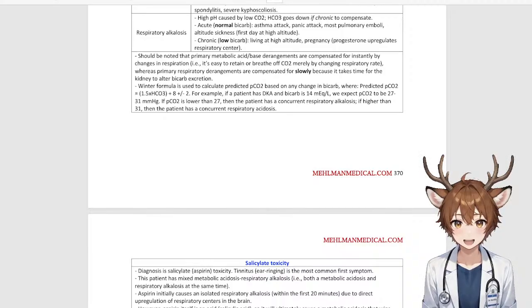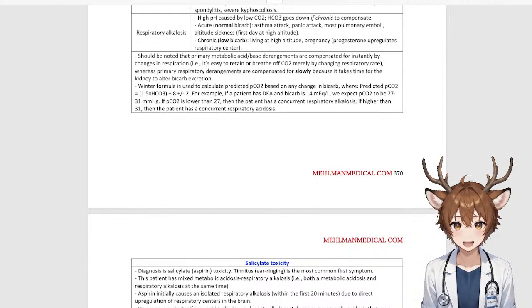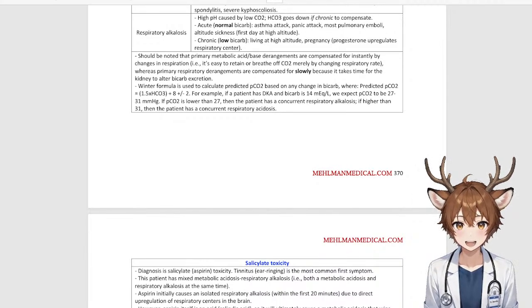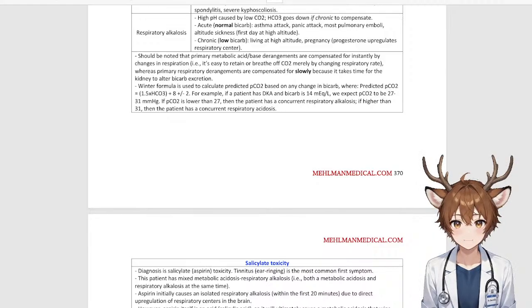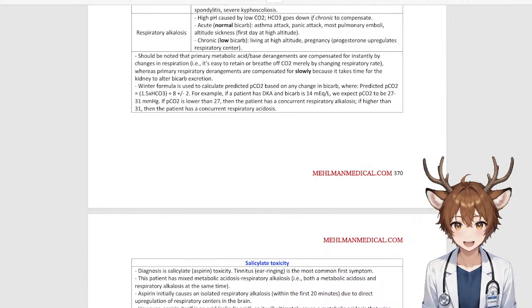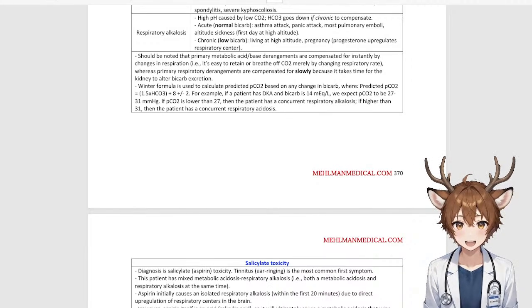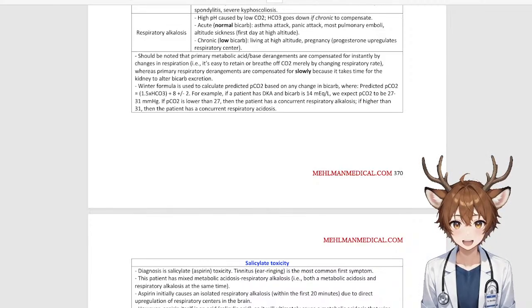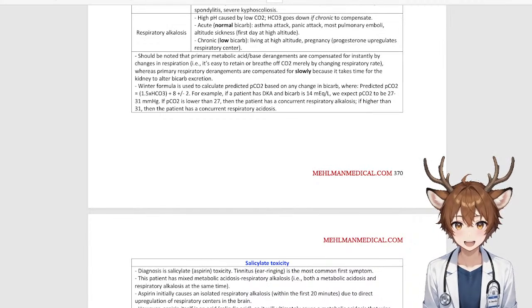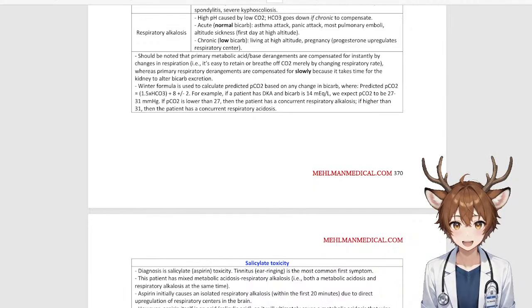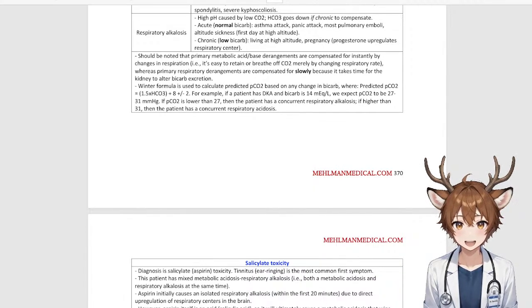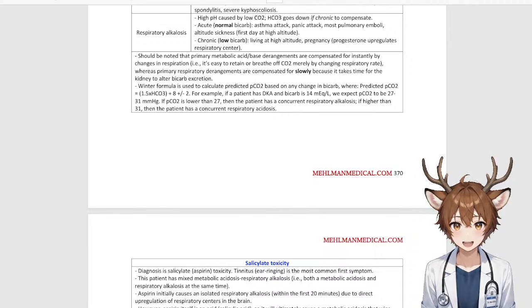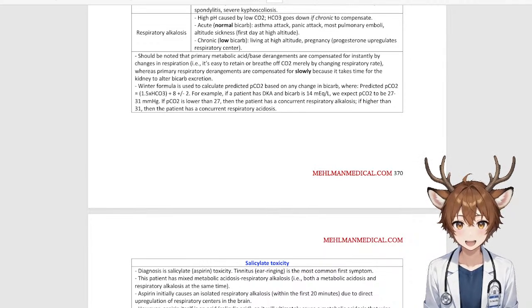Winter's formula is used to calculate predicted PCO2 based on any changes in bicarb, where the predicted PCO2 equals 1.5 times bicarb plus 8, plus or minus 2. For example, if the patient has DKA with a bicarb of 14 milliequivalents per liter, we expect a PCO2 to be 27 to 31. If PCO2 is lower than 27, then the patient has a concurrent respiratory alkalosis. If it is higher than 31, the patient has a concurrent respiratory acidosis.